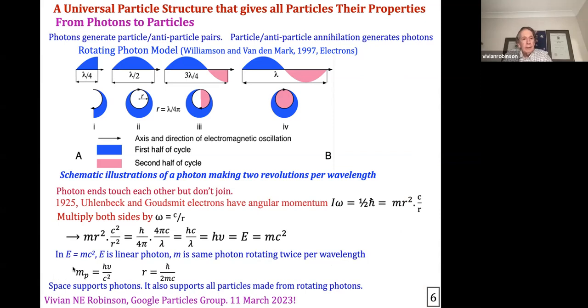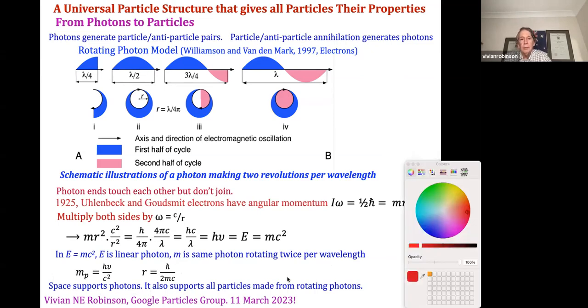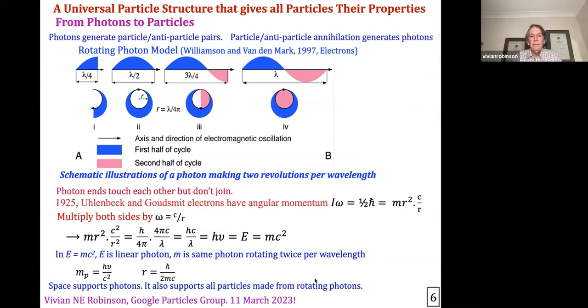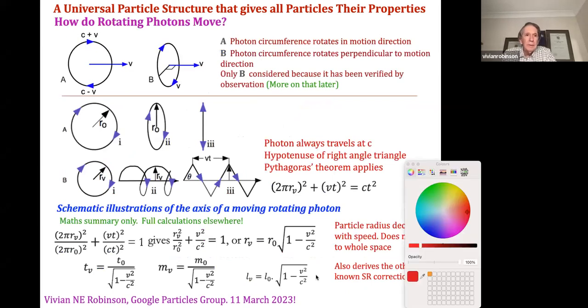It gives the mass of a particle as just h nu over c squared, and its radius is h-bar over 2mc. As the earlier slide showed, space supports photons, so space also supports all particles made from rotating photons.